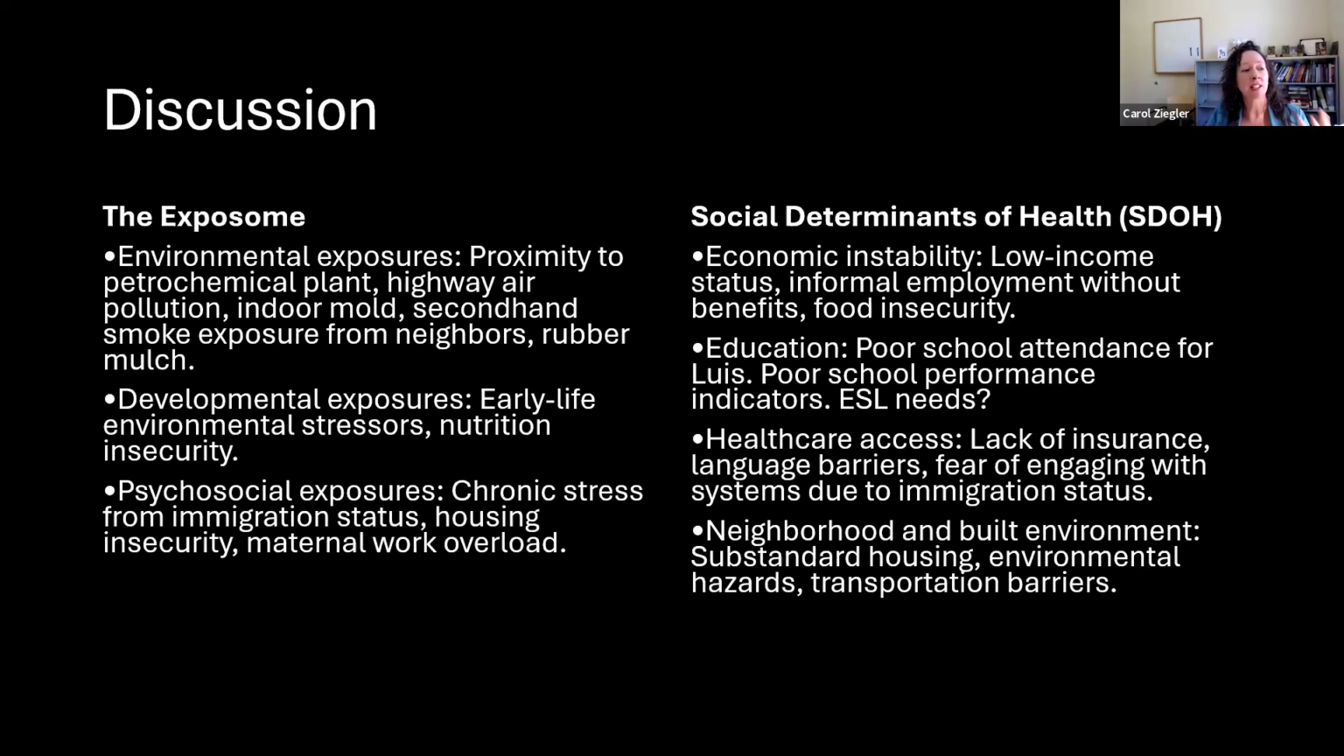And then this reflects the issues that came up in the class discussion around the different topics. Around the exposome, they talked about the proximity to the plant, the highway air pollution, indoor mold, secondhand smoke, rubber mulch, all these different aspects that they're really learning about, how they impact people's health. They talked about developmental exposures, psychosocial exposures. The group that did social determinants talked about economic instability, educational access, healthcare access, and the neighborhood and built environment. So these are ways that they're sharing out with their peers.